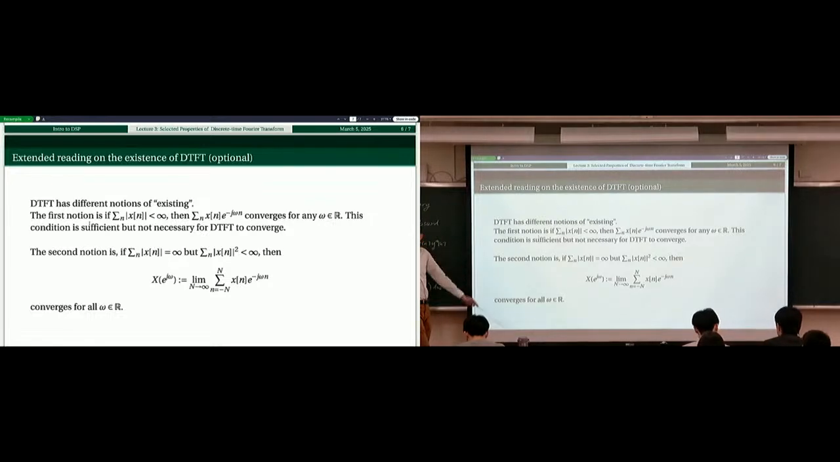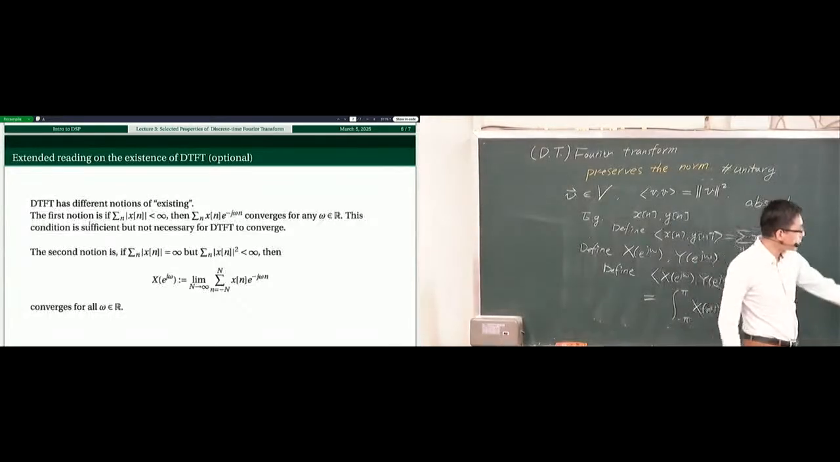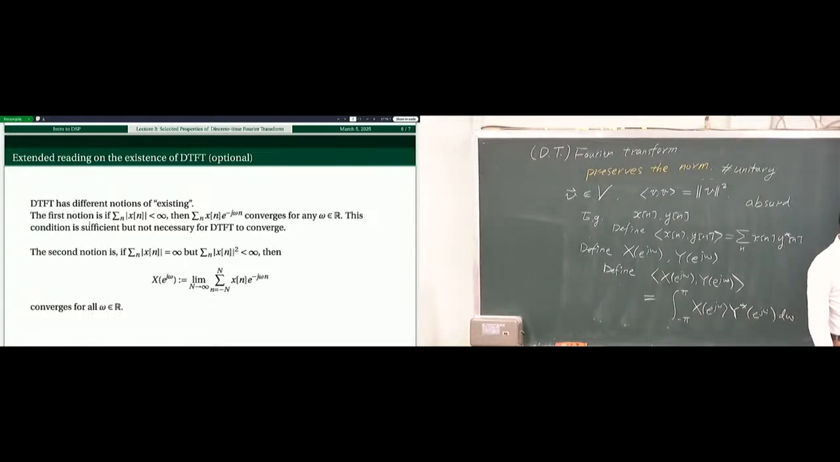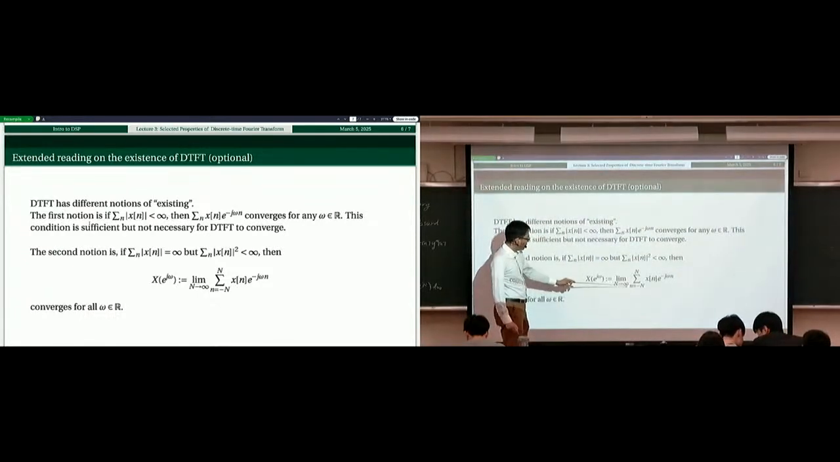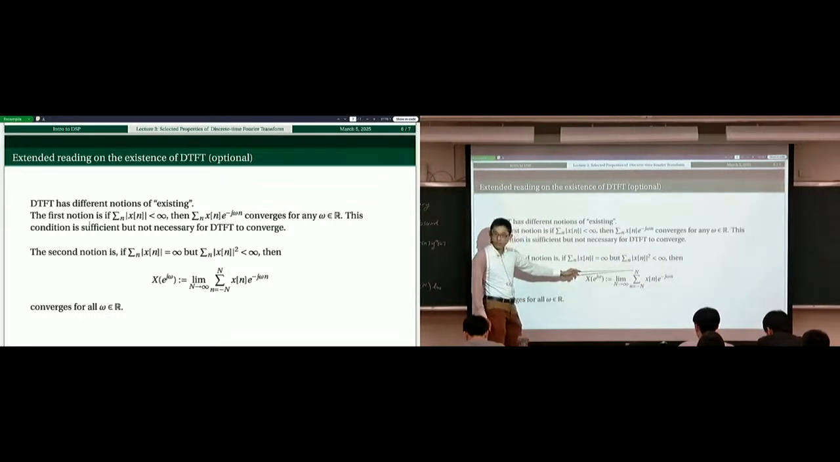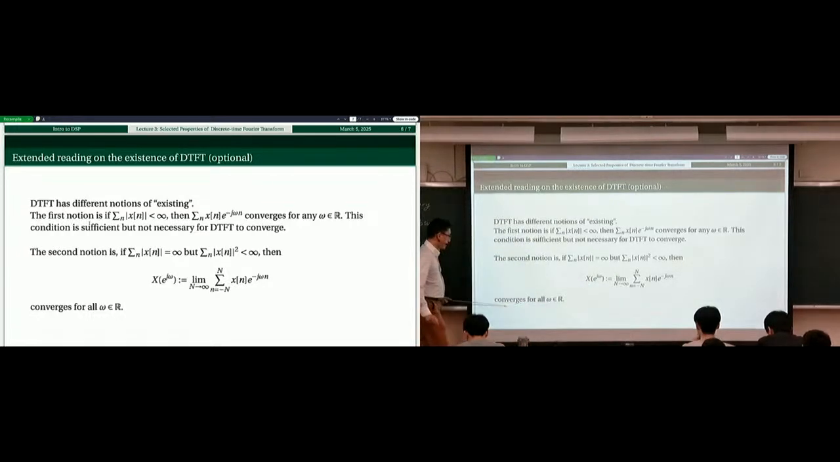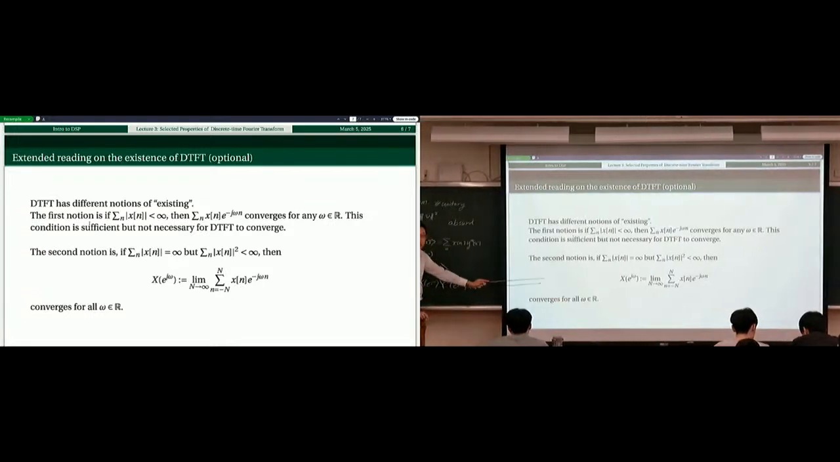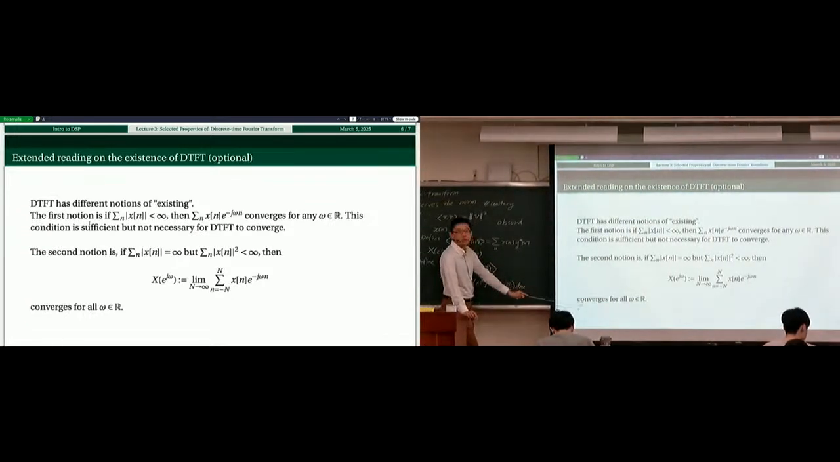Just be a bit more careful. We define DTFT as the limit of a finite sum, and we first evaluate the finite sum here, from negative n to plus n. That's an important detail right here. If you define DTFT as such, then still there's no worry. This newer, slightly more refined definition converges for all omega. So this is kind of deep.